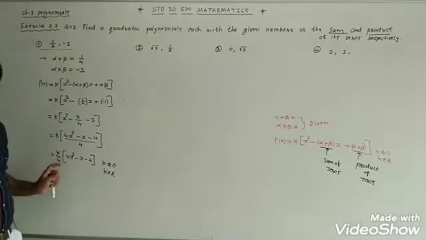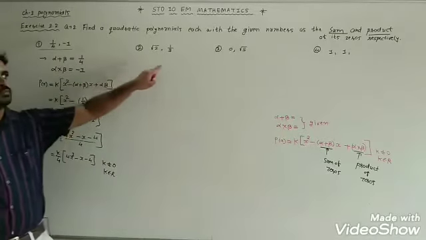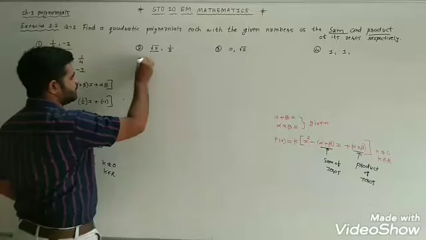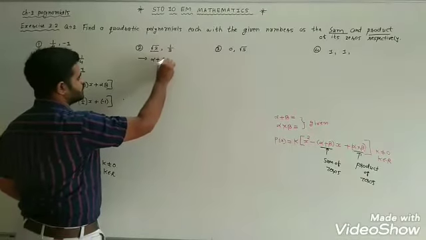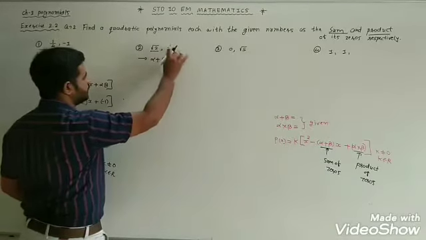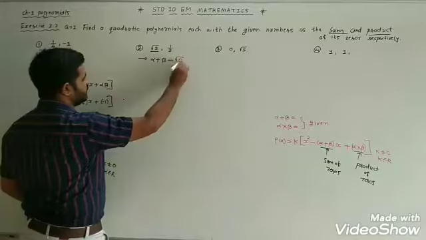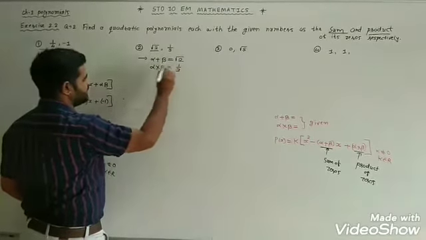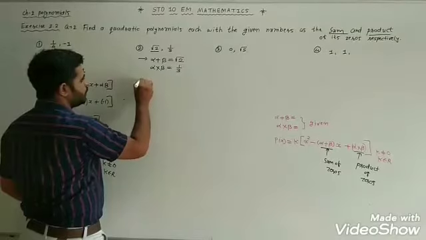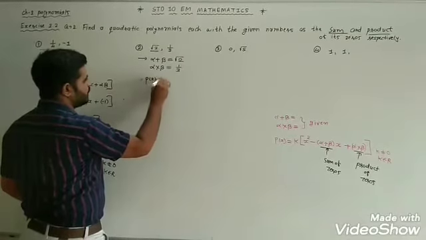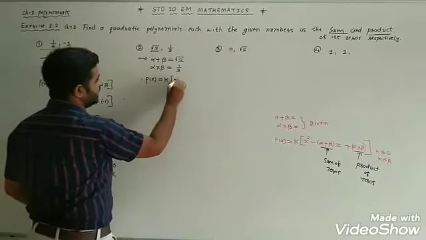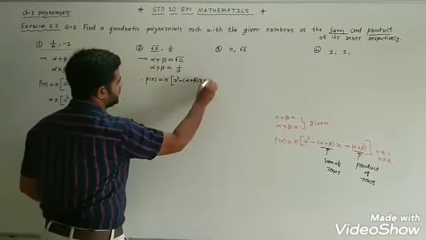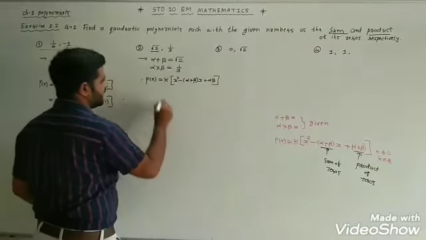Any doubt in this question? Now we have to calculate this whole sum similarly. The first value is alpha plus beta, which is equal to root 2, and the second value is alpha into beta, the product of zeros, 1 by 3. Now we have to put in the formula: polynomial p of x is equal to k into bracket x square minus alpha plus beta into x plus alpha into beta, bracket over.